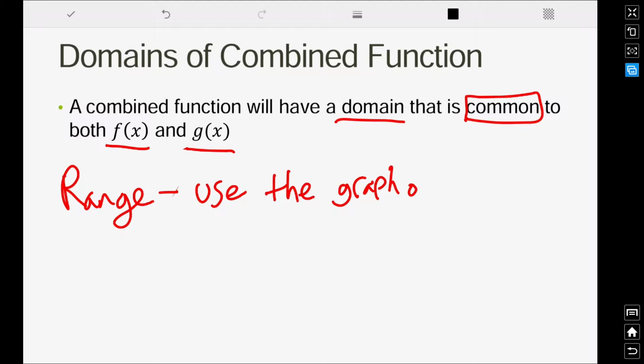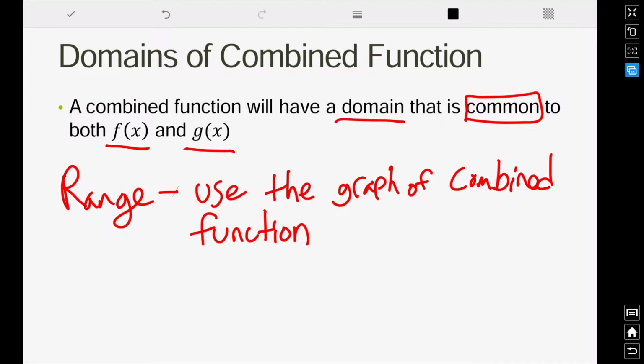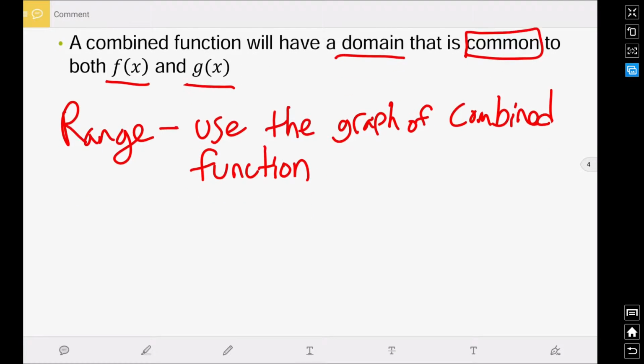Use the graph of the combined function. That's really the easiest way to find the range. At this point, there's no real algebraic solution, at least your textbook doesn't describe it. There is a way to determine it algebraically, but I'm not going to go through it. All right, so let's go to the first example.